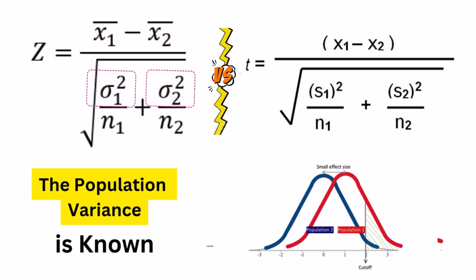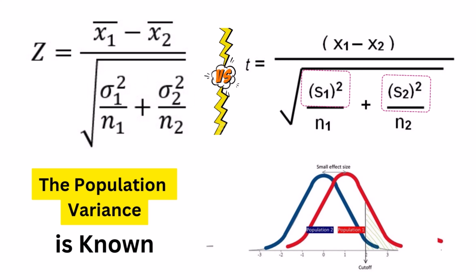A t-test, on the other hand, is what you use when you don't know the population variance, and you need to estimate it from your sample data. Estimating the variance means there's more uncertainty involved, and that's where the t-distribution comes in, which has fatter tails compared to the normal distribution, and that helps to account for the increased variability, especially with smaller samples.